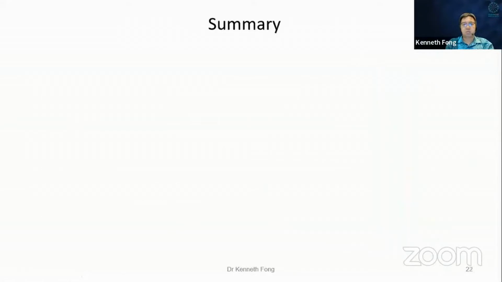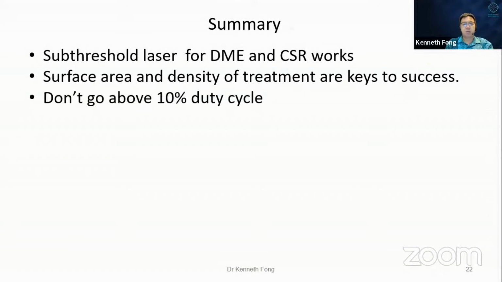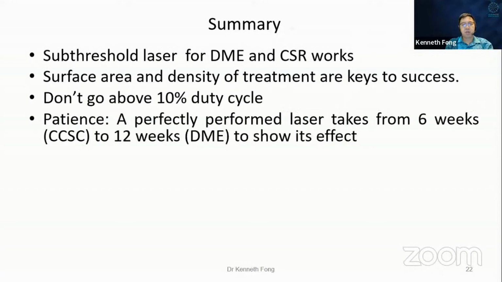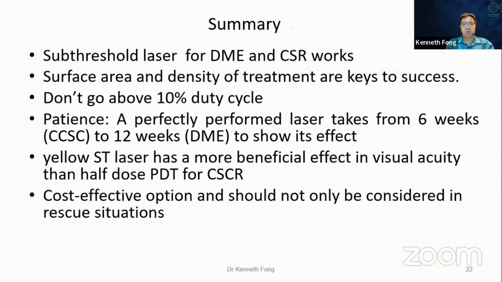So in summary, it works. All of us are here today. I think all the case presenters will have good experience to share about their experience with subthreshold micropulse. You have to treat the whole area of thickening and be very dense. Don't go above 10% duty cycle. You need to be patient. A perfectly performed laser takes between 6 to 12 weeks to show its effect. And we believe that yellow subthreshold laser has a more beneficial effect than half dose PDT for CSR. It's certainly very cost effective and should not only be considered in rescue situations.